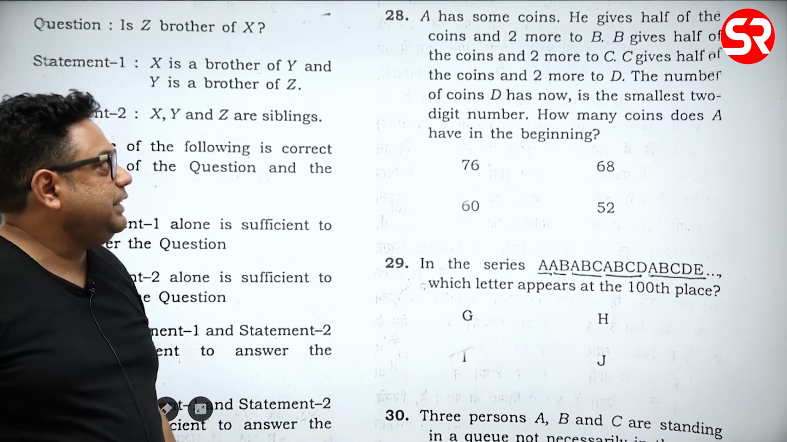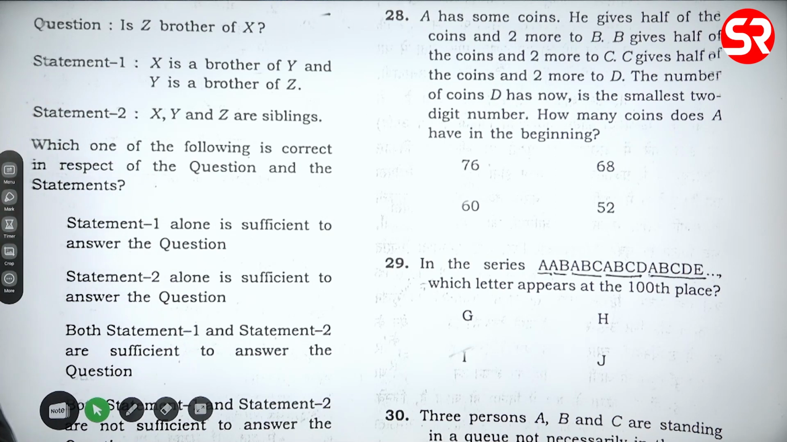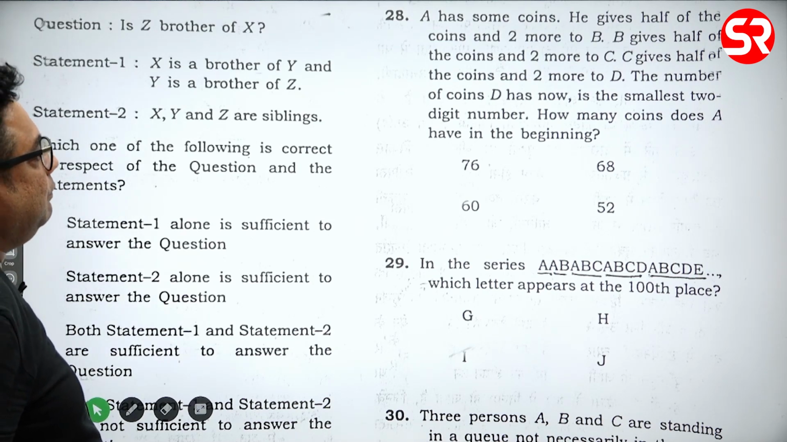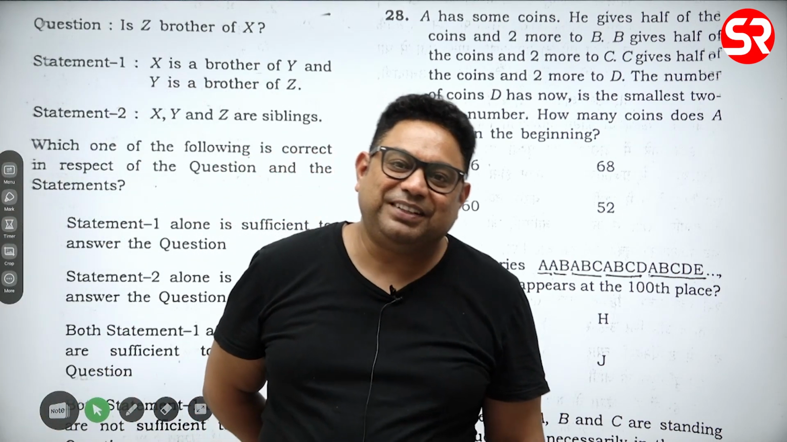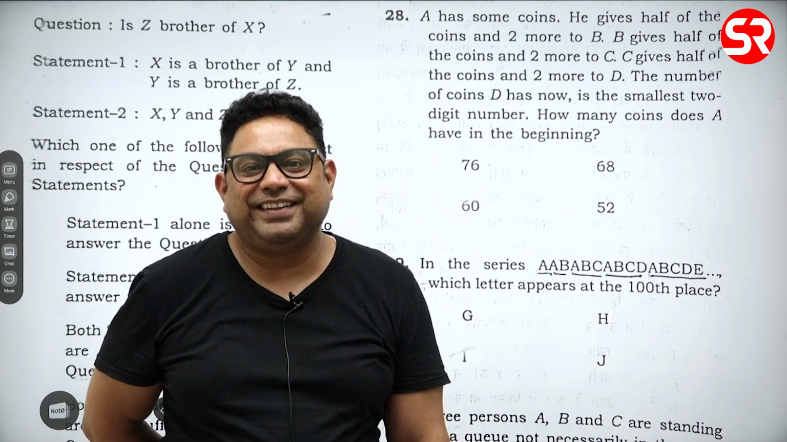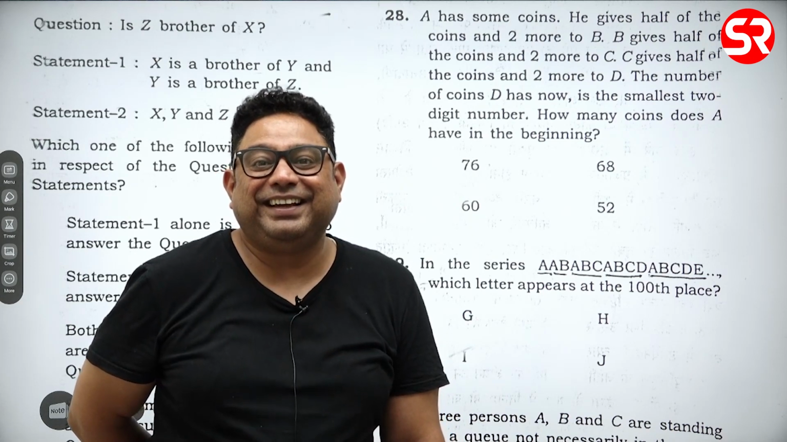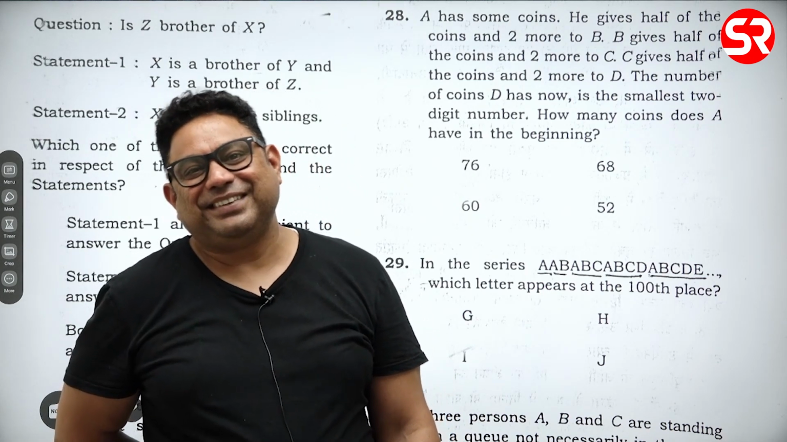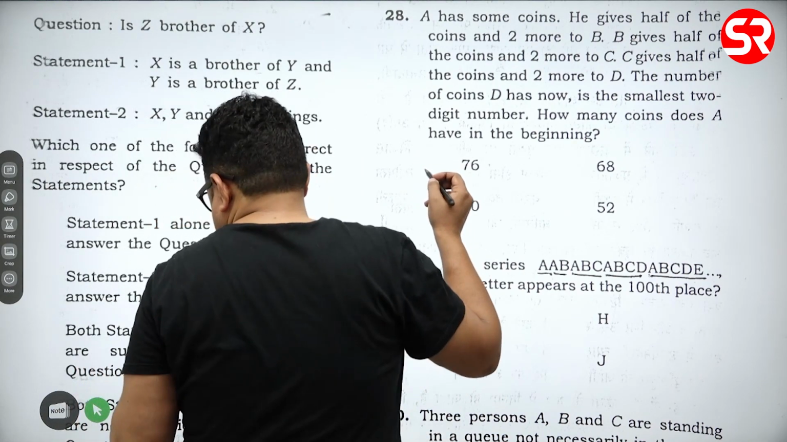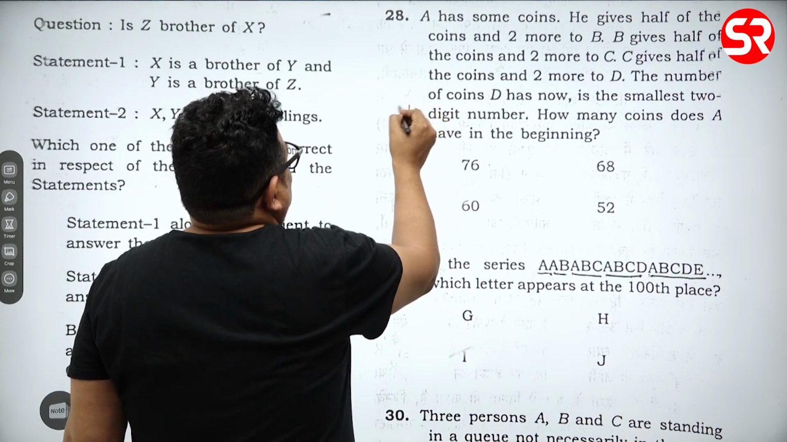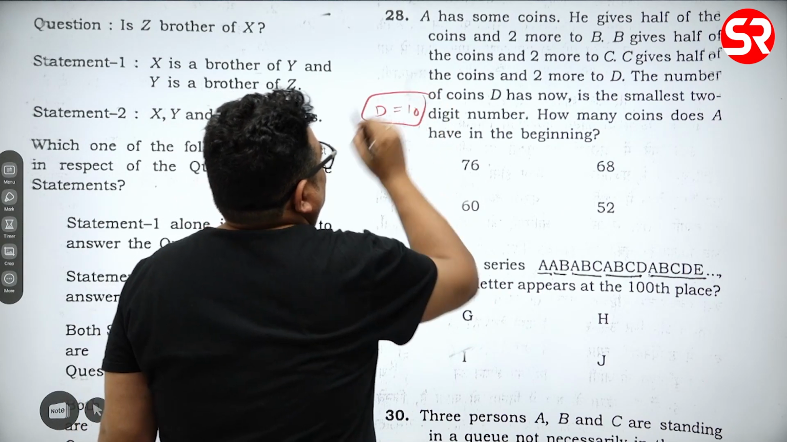And then the coin question. A has some coins. He gives half of the coins and 2 more to B. B gives half of the coins and 2 more to C. C gives half of the coins and 2 more to D. And the number of coins D has now is the smallest 2-digit number. What is the smallest 2-digit number? Somebody said 99. I was like, come on. The smallest 2-digit number is 10. So D has 10 coins.